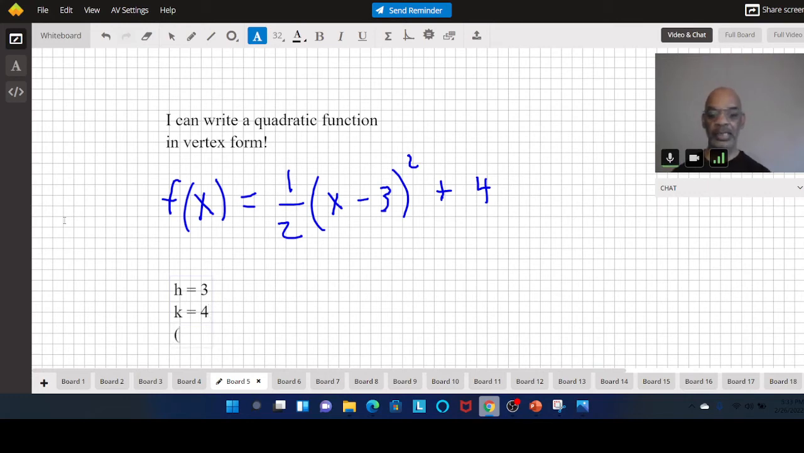Our vertex (h, k) is the vertex, and that point is (3, 4). With vertex form, you can readily identify the vertex.